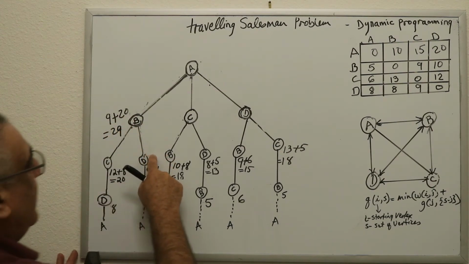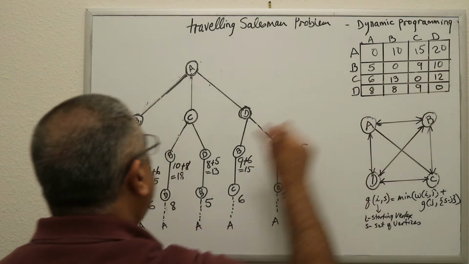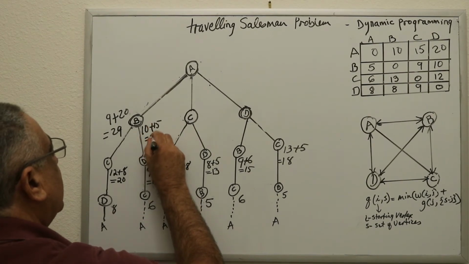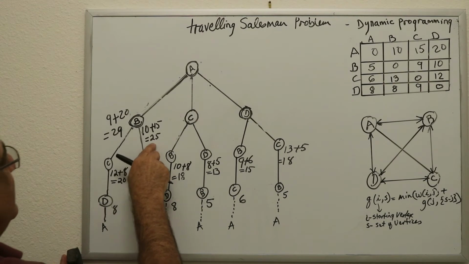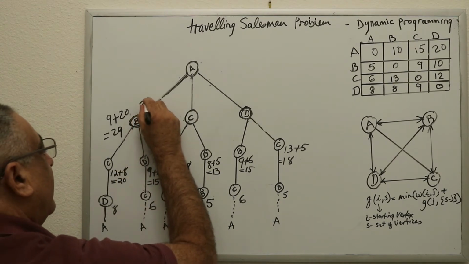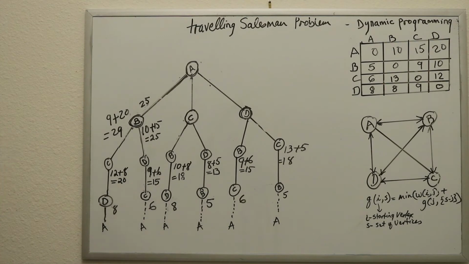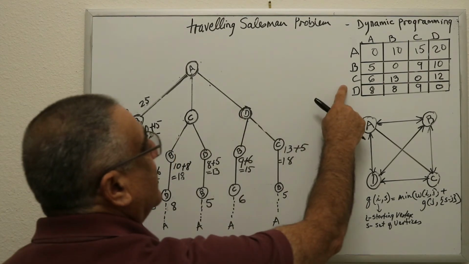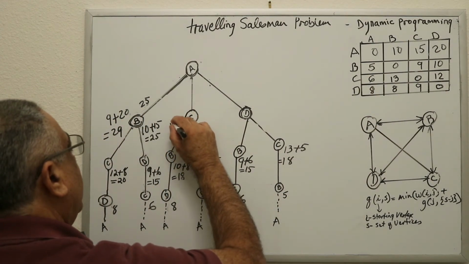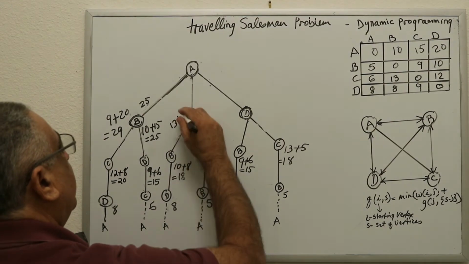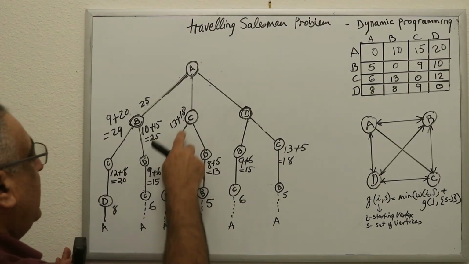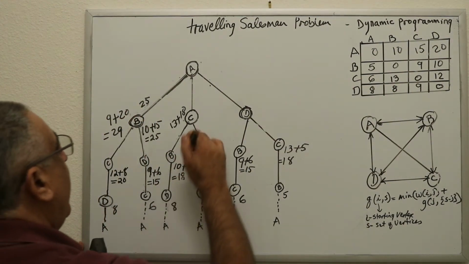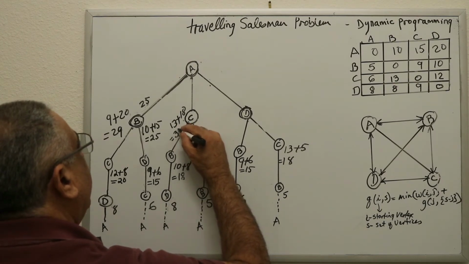Now, how about B to D? B to D is 10. So I got 10 plus 15. This gives me 25. See, now I have 29 and 25. So I'm going to pick 25. Because that's the shorter way, or the cheaper, or the least cost. Now, how about C to B? C to B is actually 13. C to B is 13 plus 18. So this is now 31.